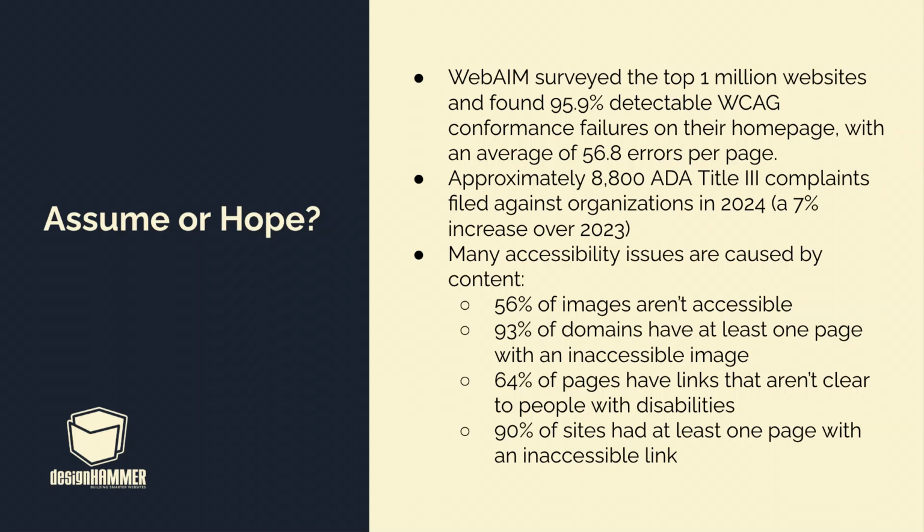So 56% of images aren't accessible, 93% of domains have at least one page with an inaccessible image, 64% of pages have links that aren't clear to people with disabilities, and 90% of sites have at least one page with an inaccessible link. It's wild.